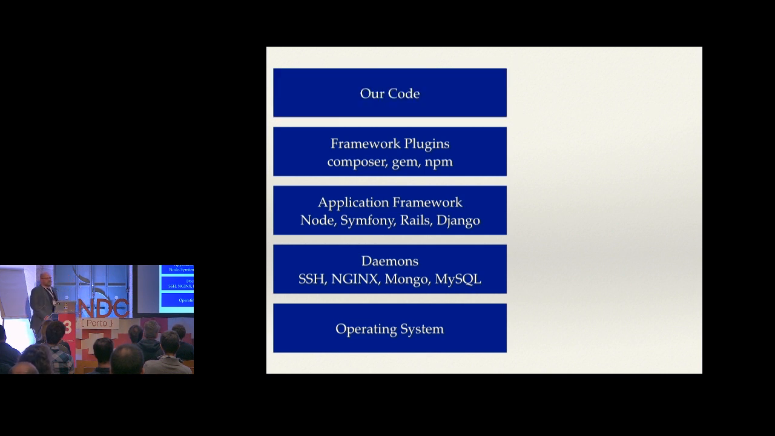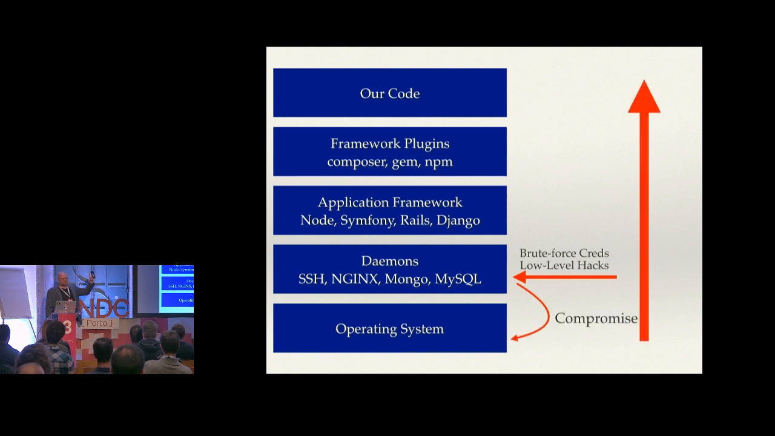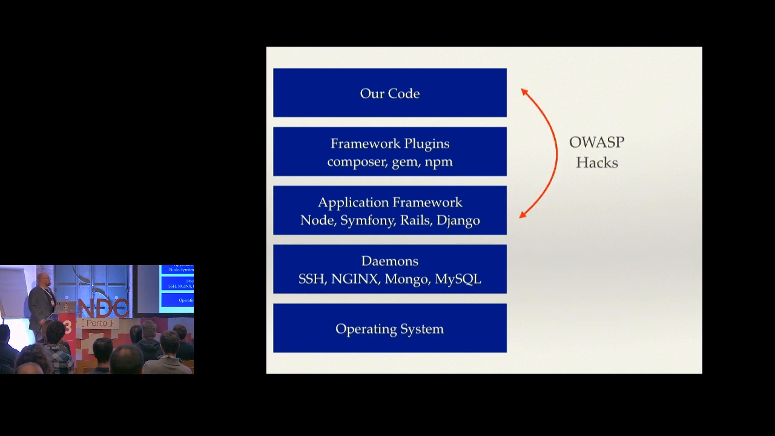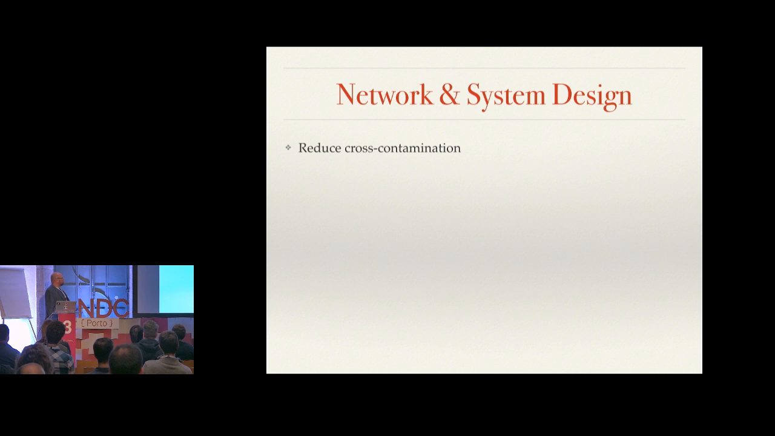And anytime you have a machine that's exposed to the internet, the first thing hackers are going to do is try brute force credential attempts against your daemons, or low-level buffer overflow attempts. When they do that, they get to own the operating system, and then they get to own your code, right? And then conversely, through OWASP vulnerability angles, they're going to compromise these layers, which eventually will allow them, in most cases, to compromise the entire operating system.